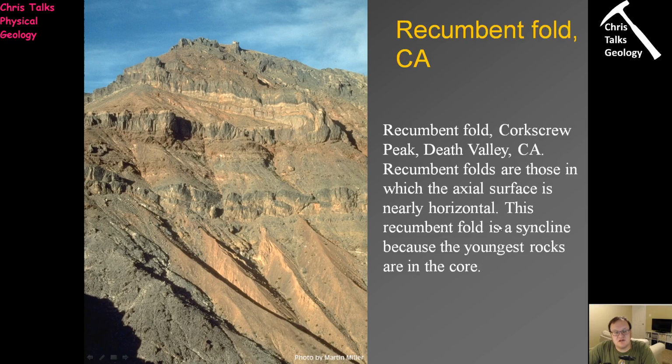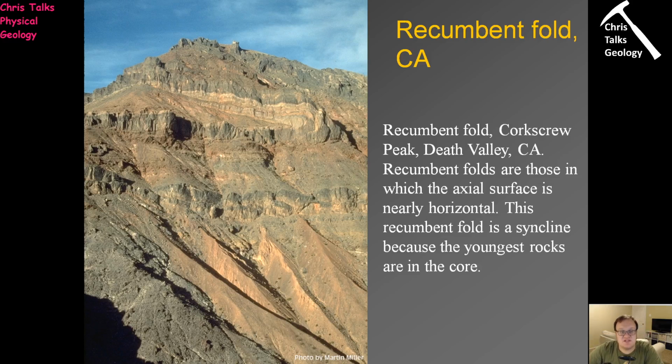Now in terms of folds themselves, once again we discussed recumbent folds. Now a recumbent fold is the most extreme type of fold. So in the case of a symmetrical fold, asymmetrical fold, an overfold, the fold is still upright. In the case of a recumbent fold, it's been pushed so far the fold has literally fallen sideways.